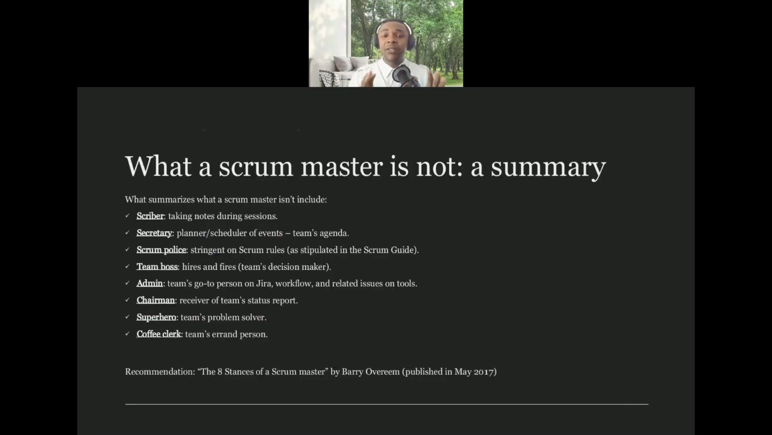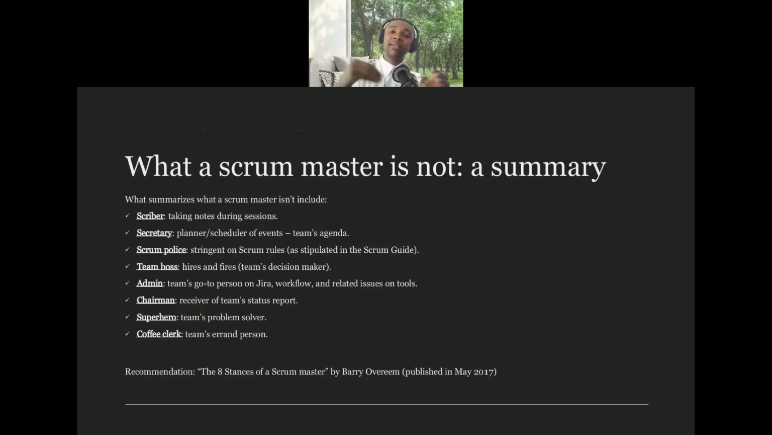I would start off this conversation by giving a shout out to Barry Overeem. Barry Overeem published an article in May 2017 about the 8 stances of a Scrum Master. Again, I would encourage you to go to Google or the internet and search. At the end, just put PDF so that you can have the electronic version of that document, so that you can read it and understand where Barry Overeem explained the instances of what appears to be a Scrum Master role and what appears not to be a Scrum Master role.